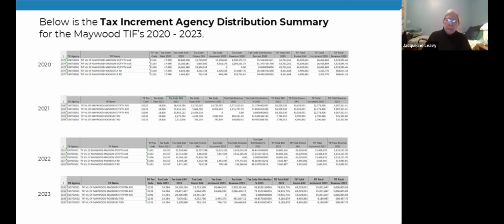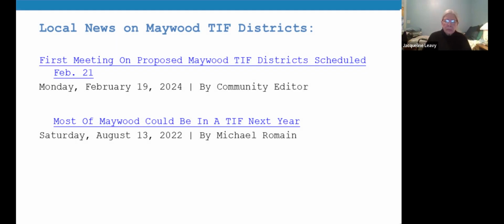Okay. And also, as you know, our local newspaper has covered this information, and we've received numerous messages from residents and citizens saying they haven't heard anything about these newly proposed TIF districts. They didn't know where to locate it on the Village of Maywood website.